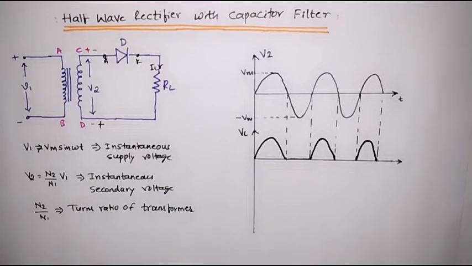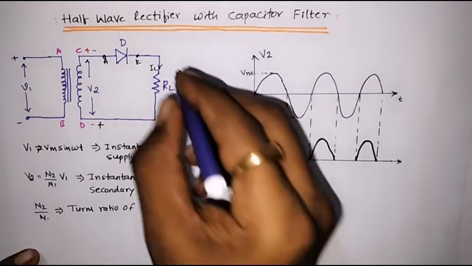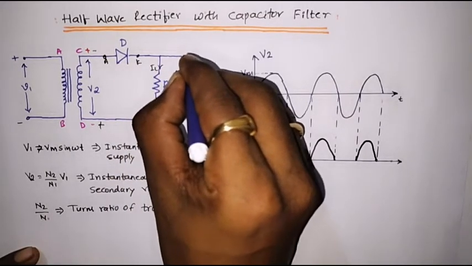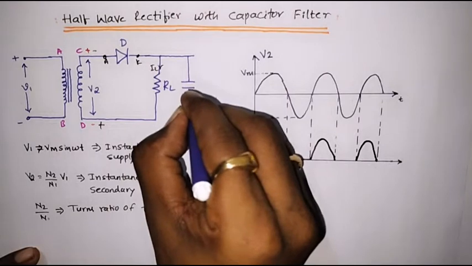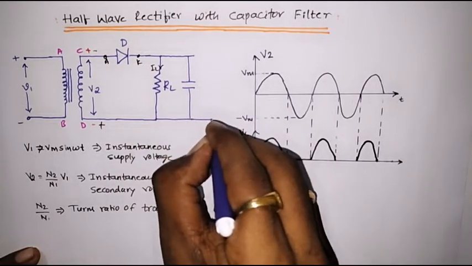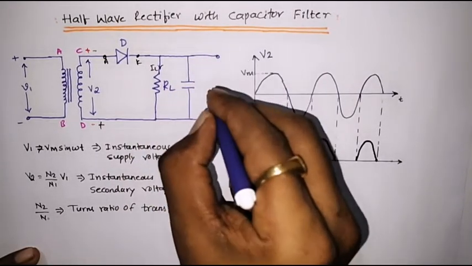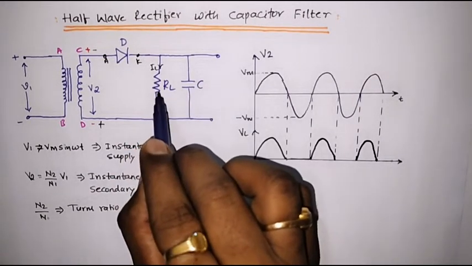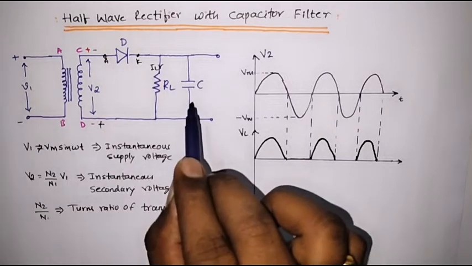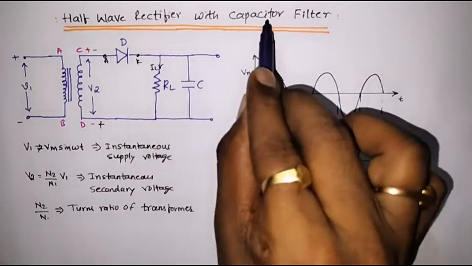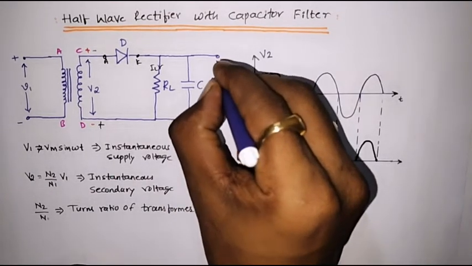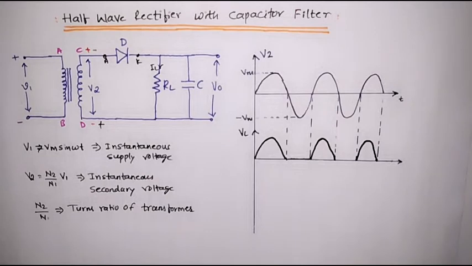Now I will connect a capacitor parallel to this load resistor. So now I have connected a capacitor parallel to the load resistor. This circuit has become a half-wave rectifier circuit with capacitor filter. Let the voltage across this capacitor be VO. Now let's see the operation of this filter.